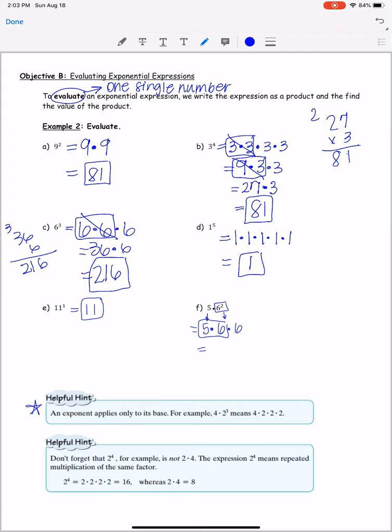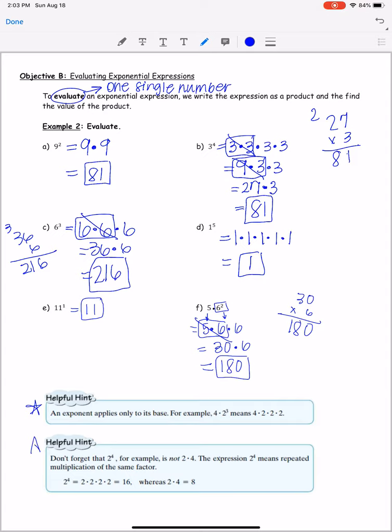5 times 6 is 30. And then 30 times 6. 0 times anything is 0. Multiply this way. 3 times 6 gives me 18. So my answer here is 180.